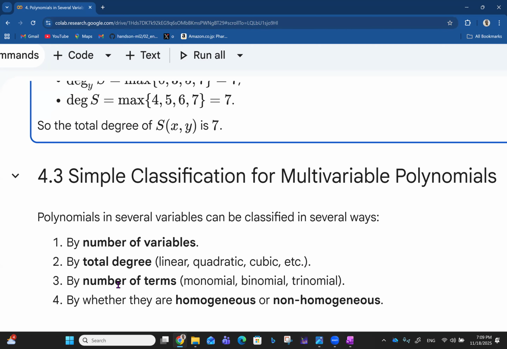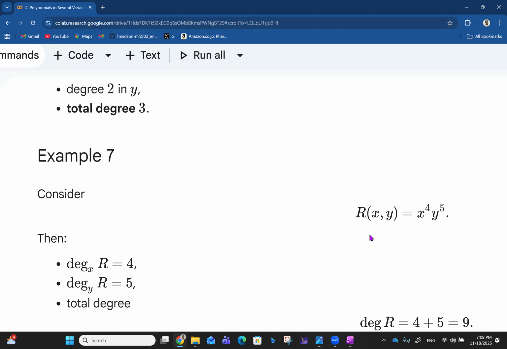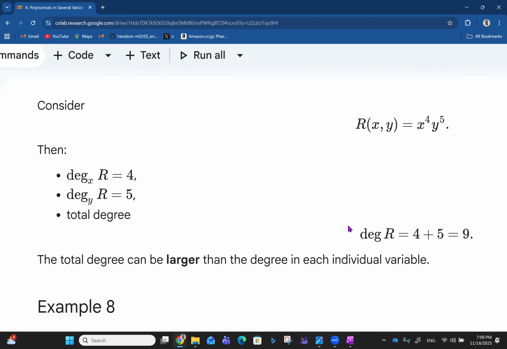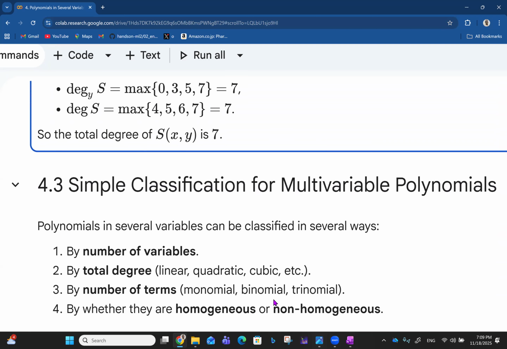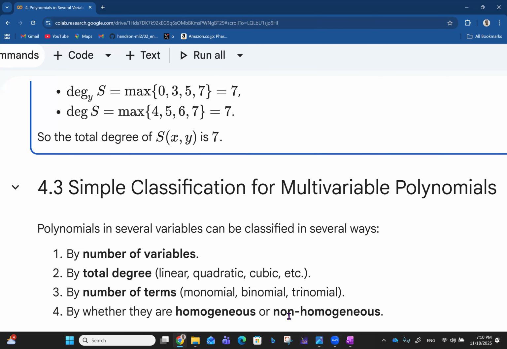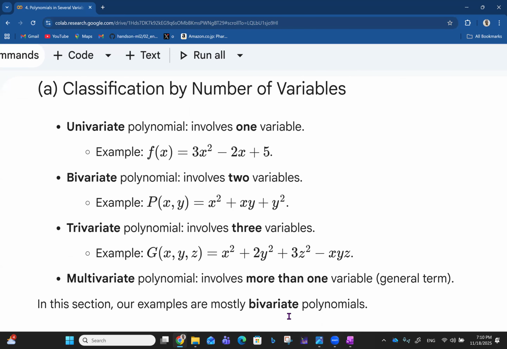So we can also classify by number of terms. You can have a monomial, meaning that the polynomial only has one term, like the one we considered earlier. I think second to the last. So this r of x comma y is a monomial. That's only one term, okay? If it has two terms, we say it's a binomial. If it has three terms, we say it is a trinomial, and so on and so forth. We can also classify by whether they're homogeneous or non-homogeneous. Now, the concept of homogeneous and non-homogeneous is just coming up, so we'll see what that means as we proceed.